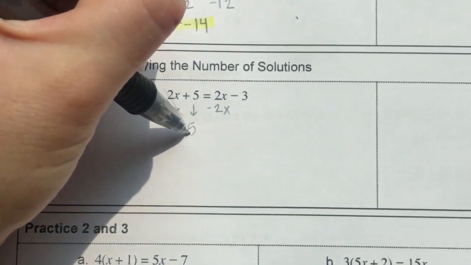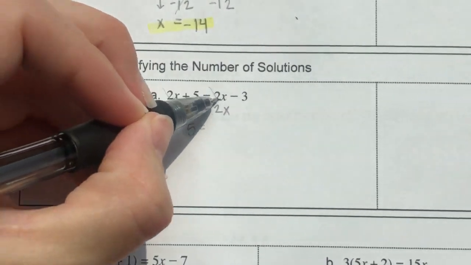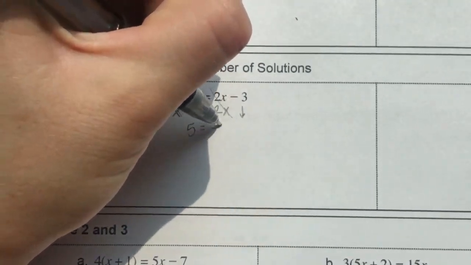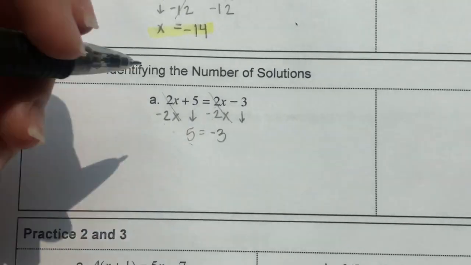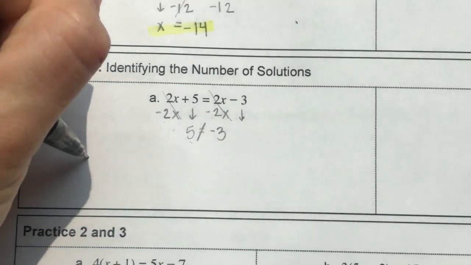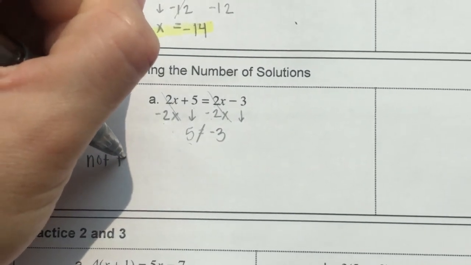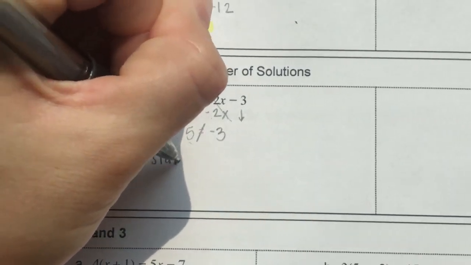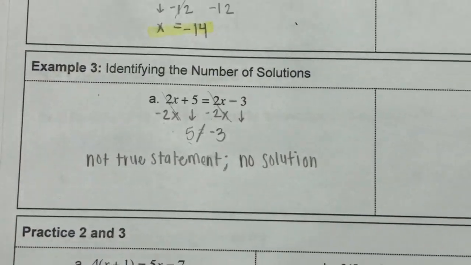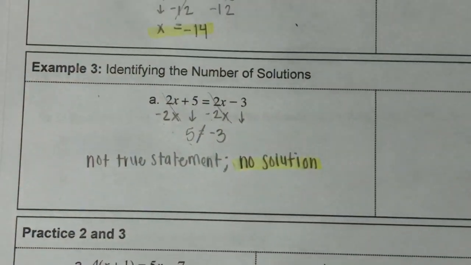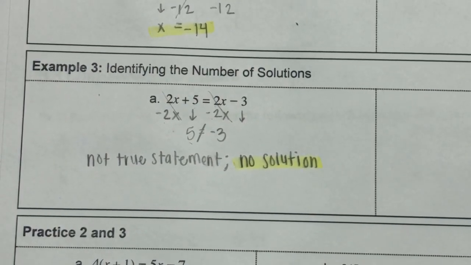I'll bring down my 5. 2x minus 2x, that also cancels out, and then I'll bring down my negative 3. So I ended up with 5 equals negative 3, which is not true. It's definitely not true. They're not the same number. So since that's not a true statement, we say there's no solution. No possible solutions that make that equation work.